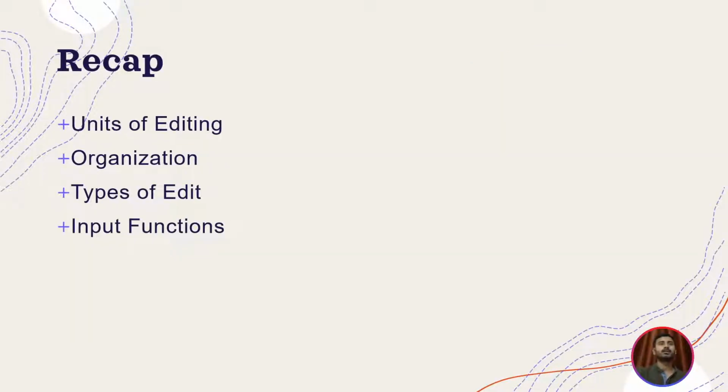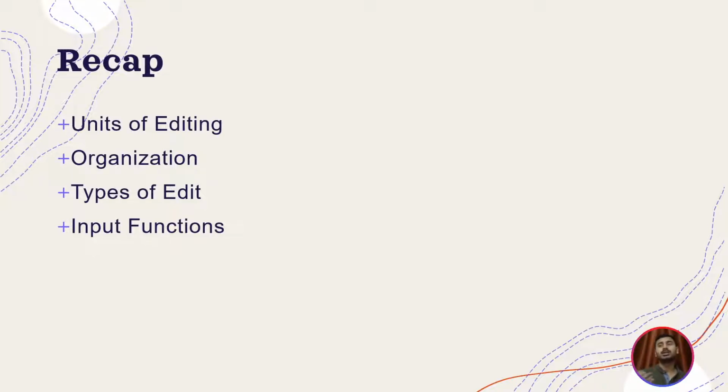Presentation. Yeah, so last time we read about units of editing, organization, types of edit, and input functions. Just a quick recap of what it is. Units of editing comes as short, scene, sequence, reel, then the whole film. Organization is how you structure your folders, how you structure your bins in your editing program.